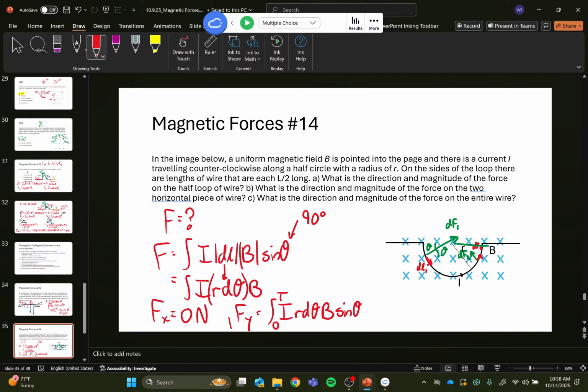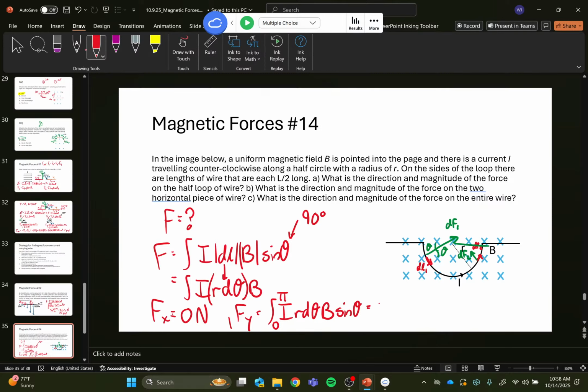All right, and the bounds are going to be 0 to pi. We start with our arm that's kind of here, and when this arm is like this, the angle is 0. And then as we sweep that arm, we reach all the way to the angle pi. Very easy integral. I is a constant, r is a constant, B is a constant. Integral of sine theta, it's just negative cosine theta.